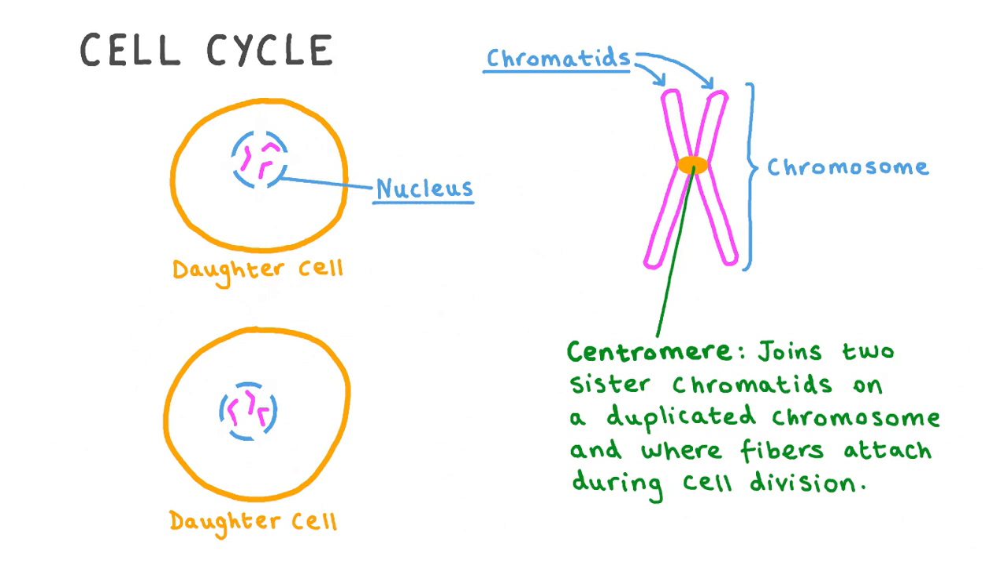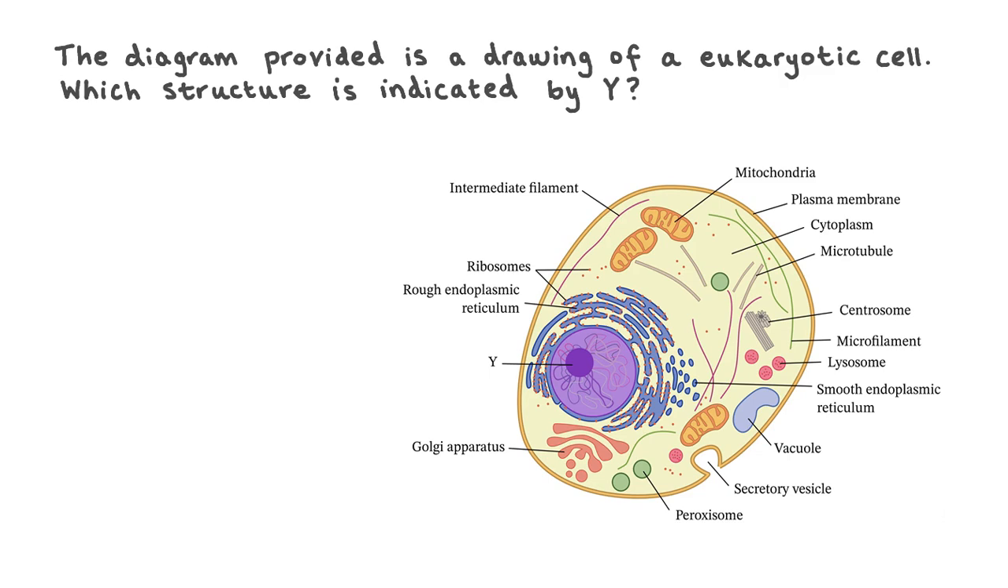Now we've learned all about the structure of the nucleus and the function of chromatin and chromosomes, let's have a go at a couple of practice questions. The diagram provided is a drawing of a eukaryotic cell. Which structure is indicated by Y?